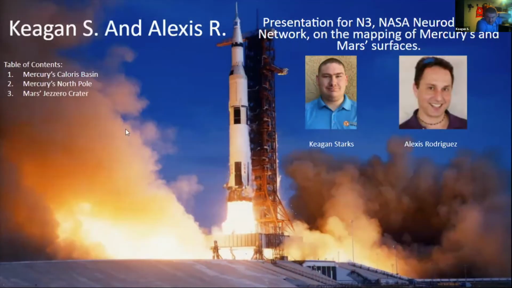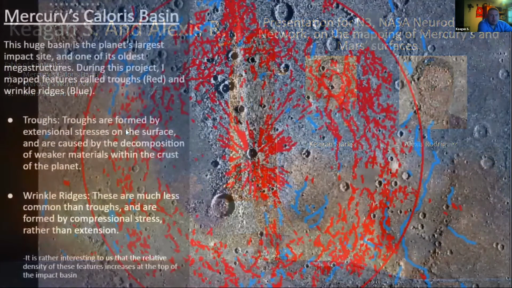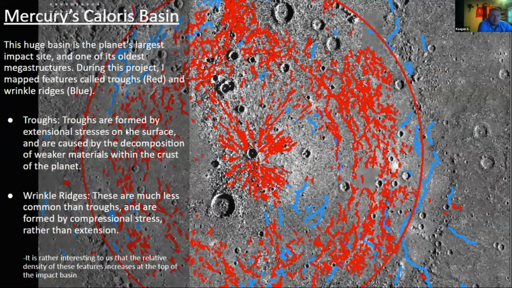All right, this is Alexis and my presentation made for N3. It is on the mapping of Mercury and Mars's surfaces. So the first thing that we mapped was Mercury's Keagan Basin. It's a very large basin, the planet's largest impact site, one of its oldest megastructures.